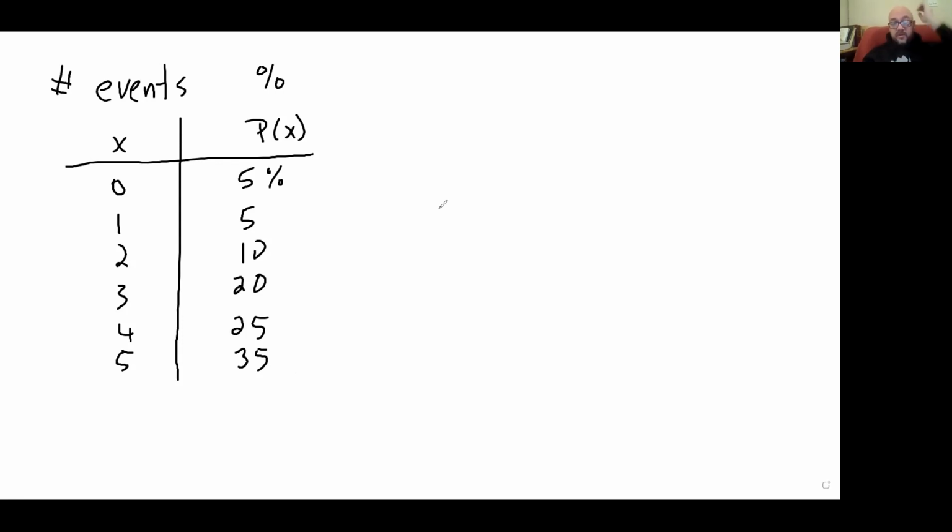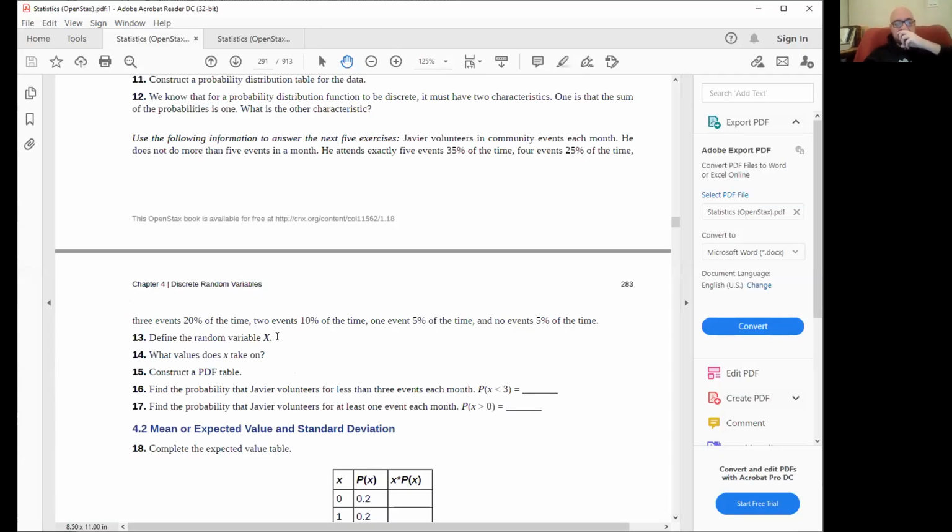They want me to define what X is, and I will say that X is the number of events Javier attends in a month. Let me switch back here to define random variable X. My definition, I assume they mean in words, is the number of events Javier attends in a randomly selected month. What values does X take on? 0, 1, 2, 3, 4, or 5. Construct a PDF, did that.